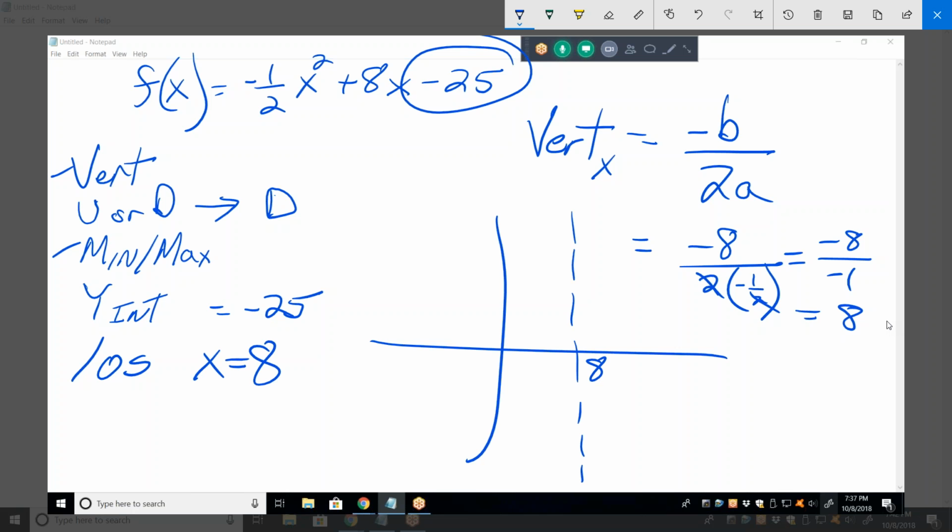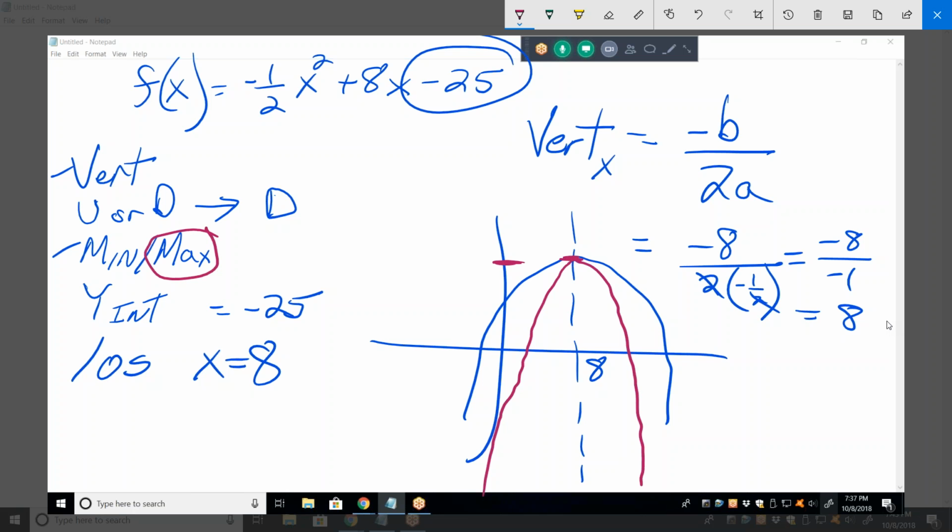I know it opens down, so it looks something like this. Now it looks more like this because I know my y-intercept is negative. Now, the only point I don't know yet is this point right there, the y coordinate of the vertex. That is going to represent my maximum also. Notice why. If you look at this function, the red function, the maximum comes at the vertex.